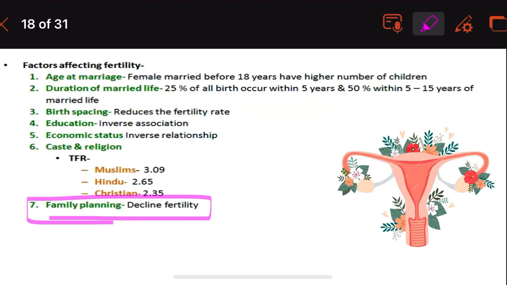We also see that nutritional status has some relationship with fertility levels. Well-fed societies usually have low fertility, whereas poorly fed societies, such as rural populations where the economic status is low, have high fertility rates. The effect of nutrition on fertility is kind of indirect.